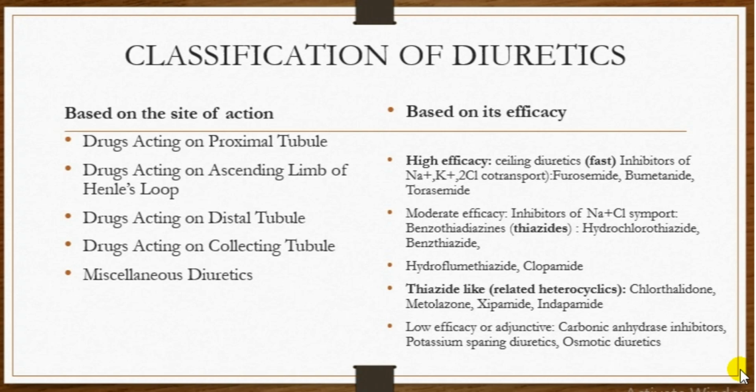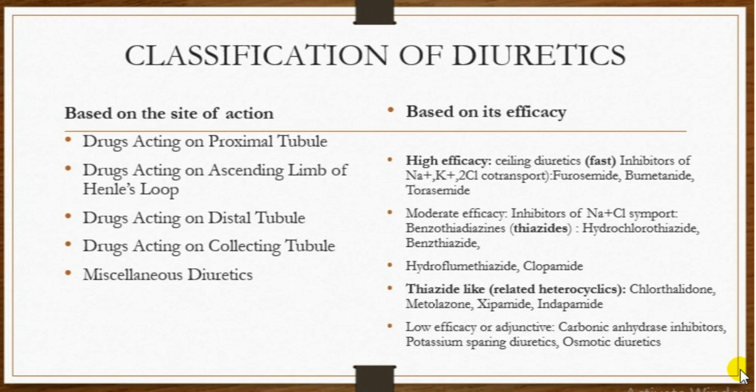When we pick the moderate efficacy, they are basically sodium chloride symporter inhibitors, and they are the thiazides, so all of the drugs under this end with thiazide, such as hydrochlorothiazide and benzthiazide. We also have other thiazides, so we call them the thiazide-like diuretics, and examples include chlorthalidone as well as indapamide and xipamide.